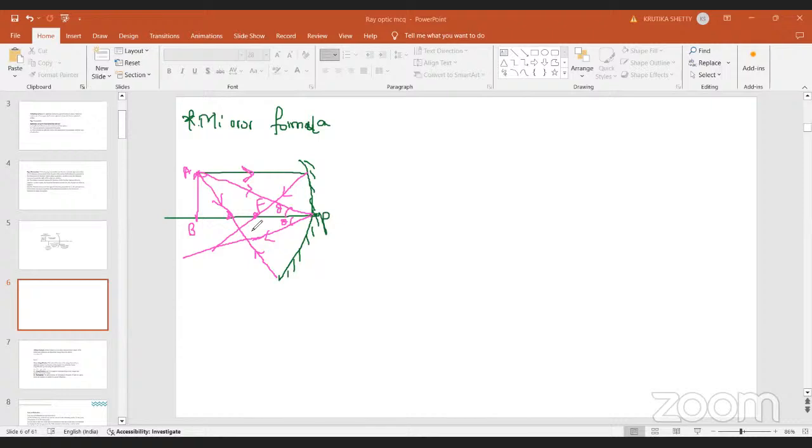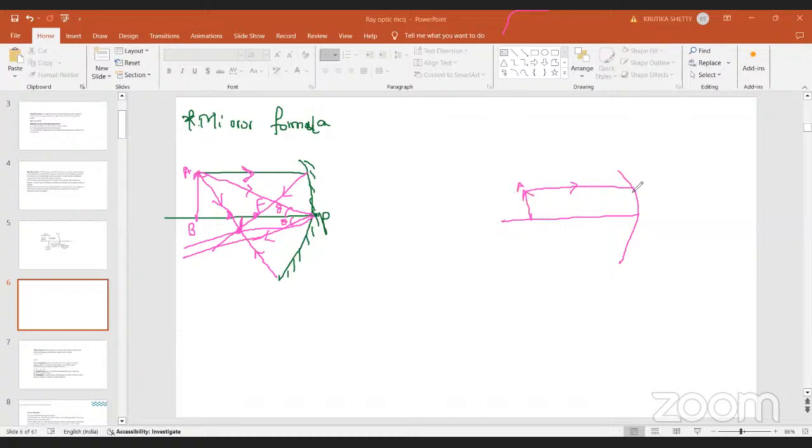I want to show you that all the three rays are meeting at one particular point. If you have not understood the figure, once again I am explaining the figure, students. Here we have the principal axis. This is the concave mirror, and this is the incident ray. This AB is the object.